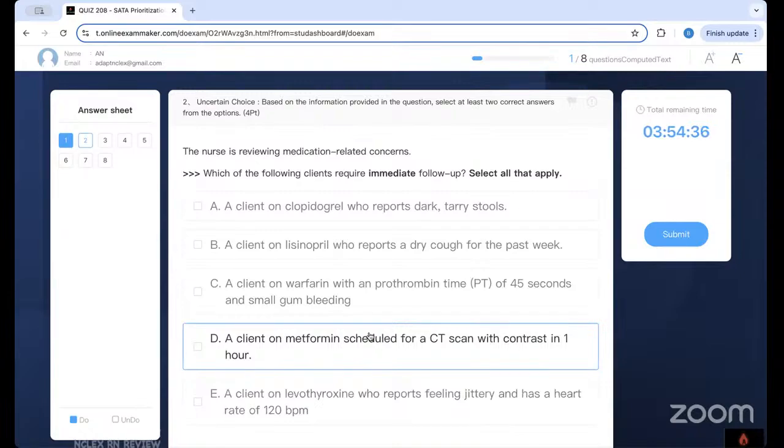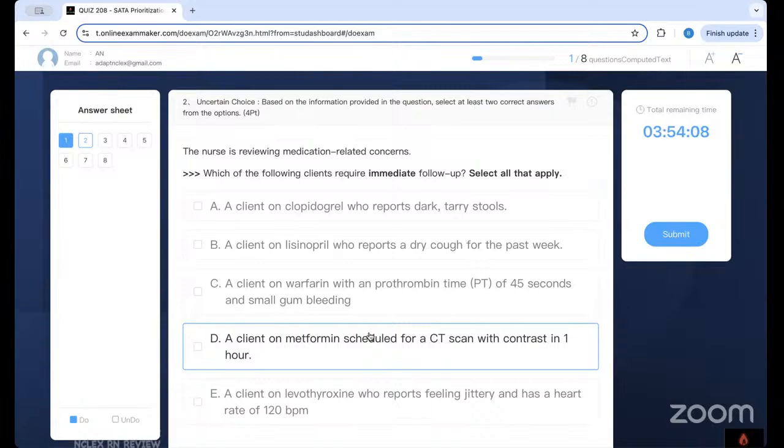Second one, same thing. A nurse is reviewing medication related concerns. Which of the following clients require immediate follow-up? That means something is not appropriate. Something is not working. Something is not what I should expect. I have to be sharp about it. The patient is in trouble. The combination is not appropriate. Select or apply.